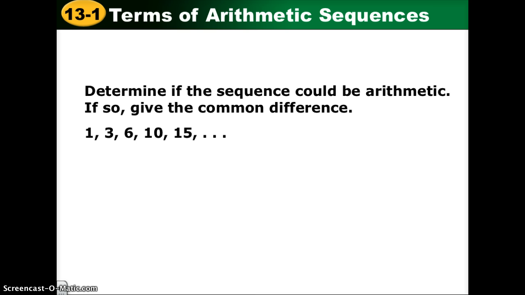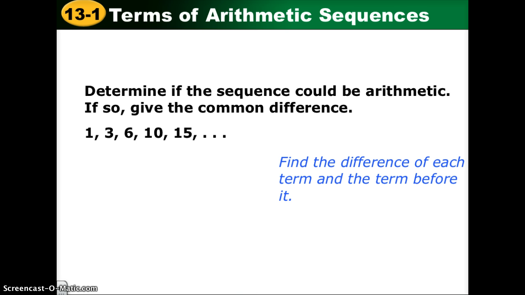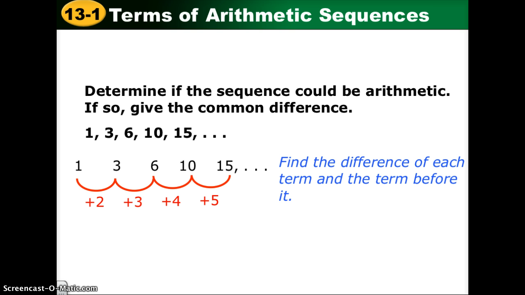Let's check another one. Determine if the sequence could be arithmetic. So we're simply looking for if we can add a common number for each term. But here we're adding 2, then 3, then 4, then 5. Even though that's a pattern, it's not the same number every time. So this is not a common difference and it is not arithmetic.